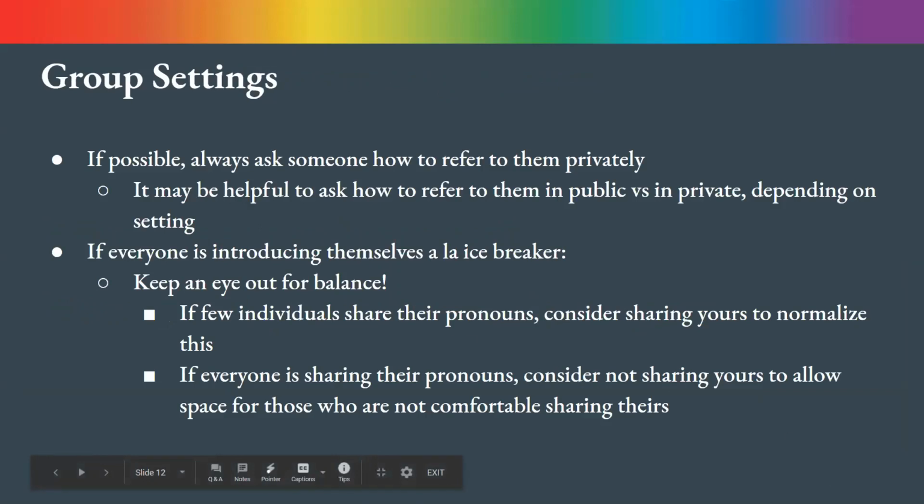In group settings, sometimes that's a little bit different than in a private setting. So the last prompts will work a little bit better. I mean, they can be used in a group setting or in a private setting, but it's a little bit better in a private setting. So if possible, always ask someone how to refer to them privately, not in front of the whole class, not in front of a big group of people. It might also be helpful to ask how to refer to somebody in public versus in private. Some people maybe want to be out to you, but not out to other people.